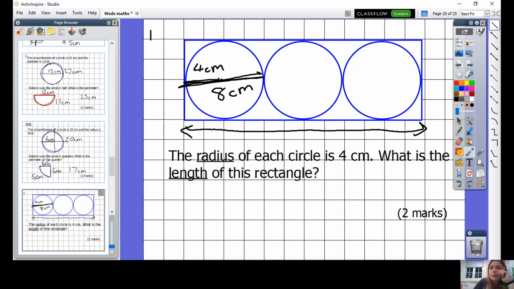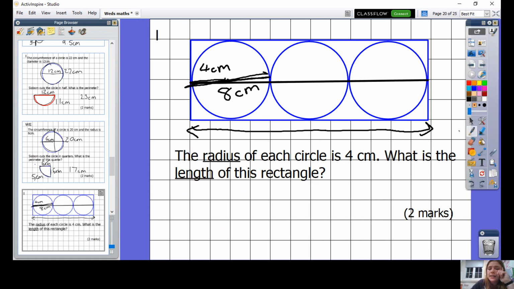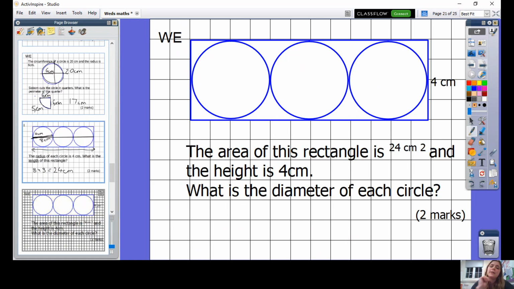If I know that the diameter of one circle is 8 centimetres, quickly think to yourself now how you would find the total length of the rectangle. Well done if you said you needed to do 8 times 3. 8 times 3 is equal to 24, so the length of this rectangle is 24 centimetres. Let's have a look at this one then.